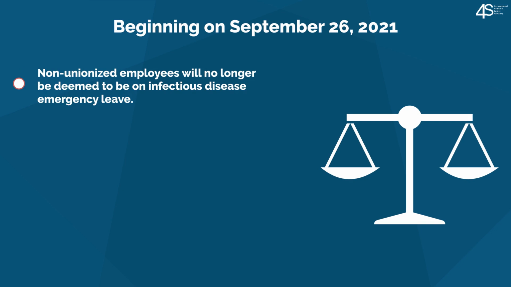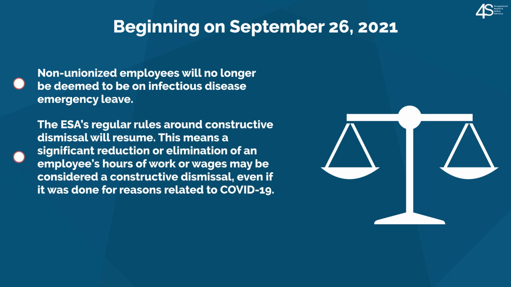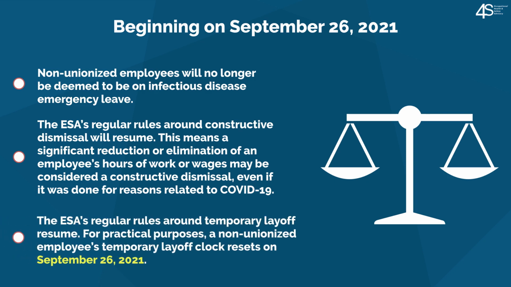Beginning on September 26, 2021, non-unionized employees will no longer be deemed to be on infectious disease emergency leave. The ESA's regular rules around constructive dismissal will resume. This means a significant reduction or elimination of an employee's hours of work or wages may be considered a constructive dismissal, even if it was done for reasons related to COVID-19. The ESA's regular rules around temporary layoff resume. For practical purposes, a non-unionized employee's temporary layoff clock resets on September 26, 2021.